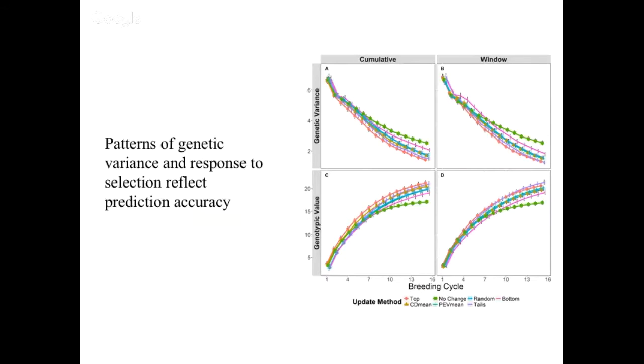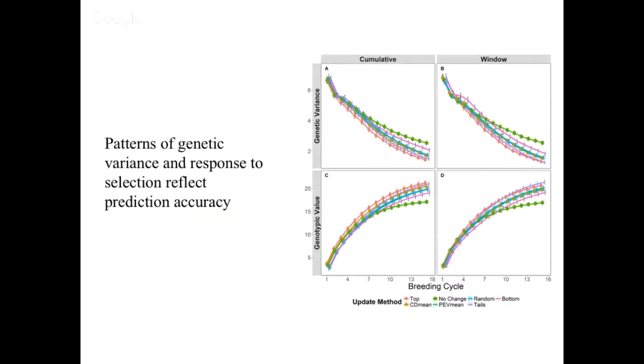And so we also looked at the response to selection here, measured as the genotypic value of the selection candidates, and then the genetic variance, which is the variance among genotypic values. At the top is the genetic variance, and the bottom panel is genotypic value. And these patterns tend to reflect prediction accuracy. When we have very low prediction accuracy, our response to selection is low, and genetic variance is quickly depleted. And then the opposite is true, which is what we'd expect given the breeder's equation and quantitative genetic theory.